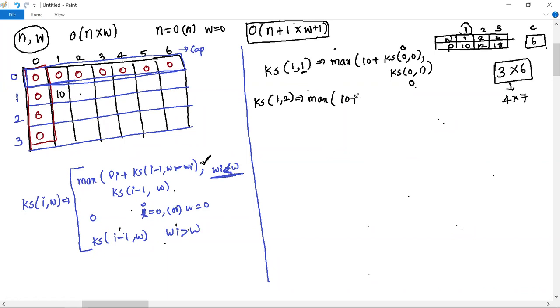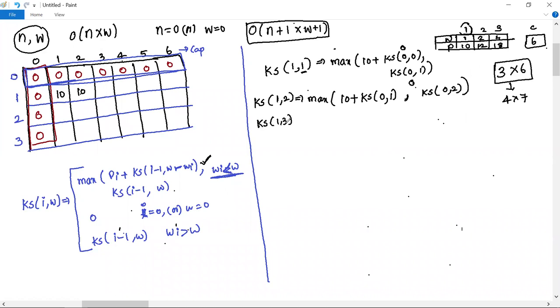10 plus, as this object is already considered, we need to reduce the number of objects. And how much weight do I need to reduce? Only one weight was introduced, right? That is the reason weight 1. Comma, don't include. If you don't include, we remove that object and the knapsack capacity is 0. When the knapsack capacity is 2 and you have only one object, this will give you 10, this will give you 0. 0 1 is 0 and 0 2 is also 0. The maximum of this will be 10.